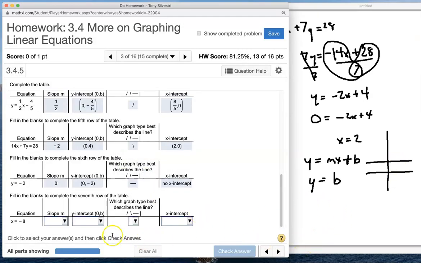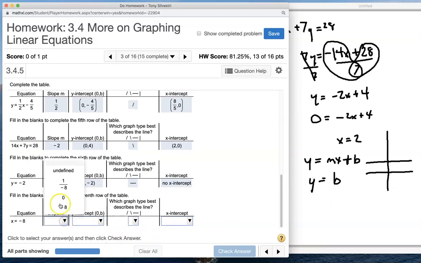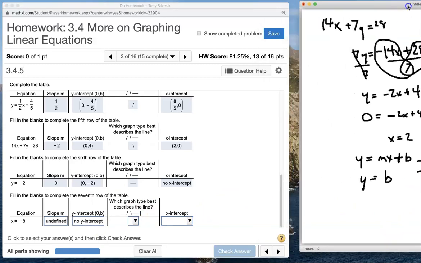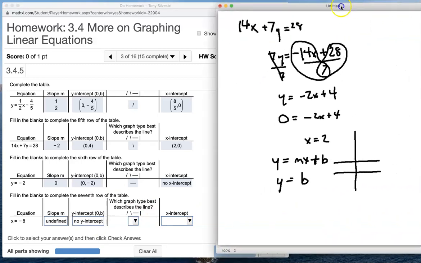Okay. The slope is undefined. Whenever you have an x equals, it is a vertical line. A vertical line has no slope. It's undefined. And so, what's the y-intercept? None. Okay, because if I give you a vertical line, here, I'll give you the vertical line right over here.